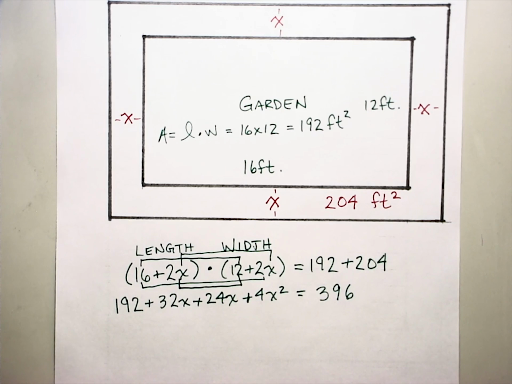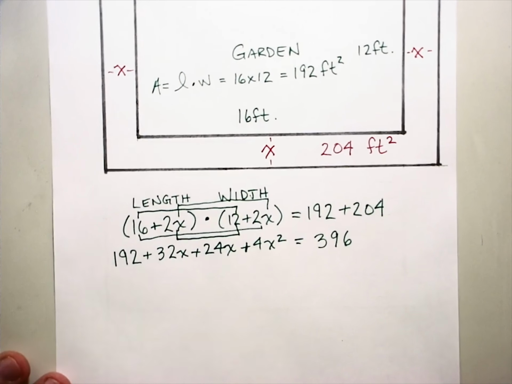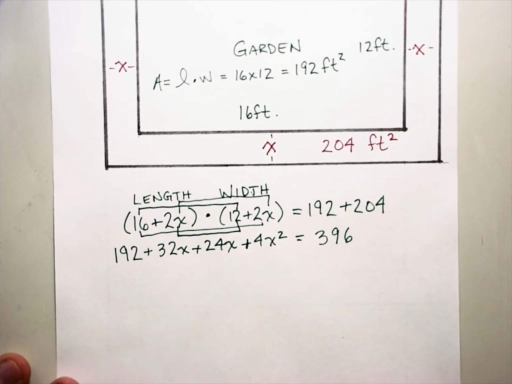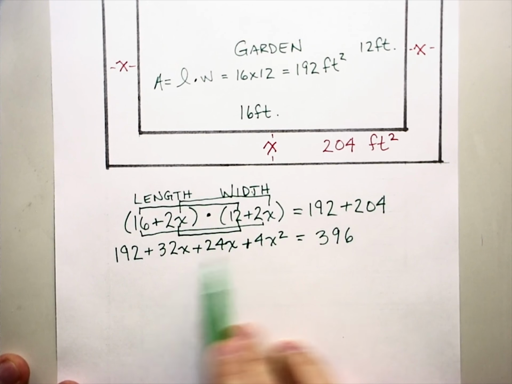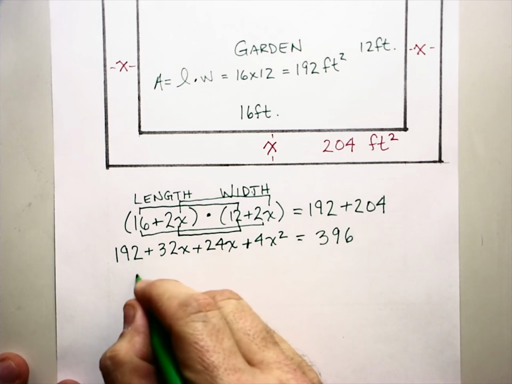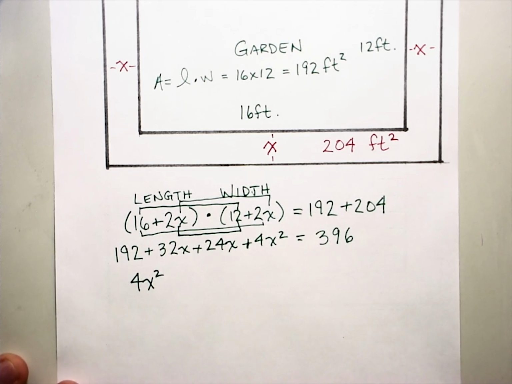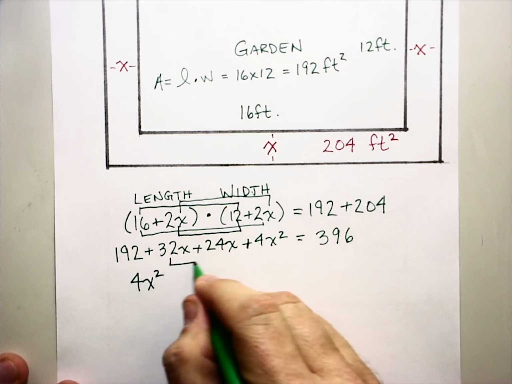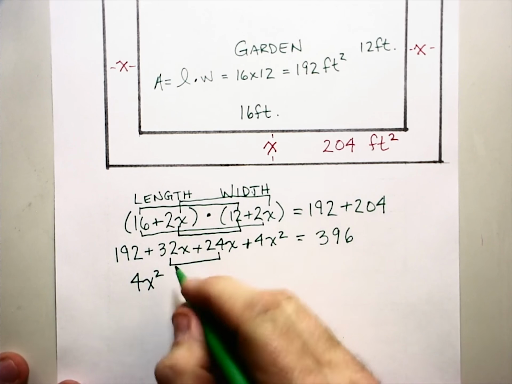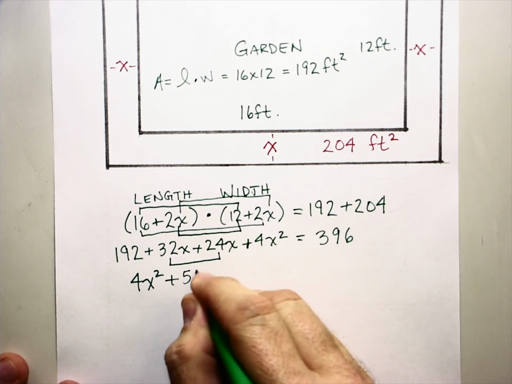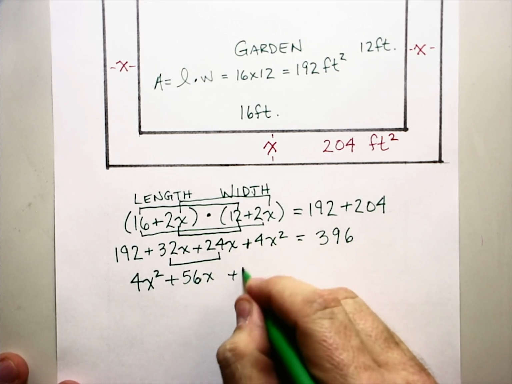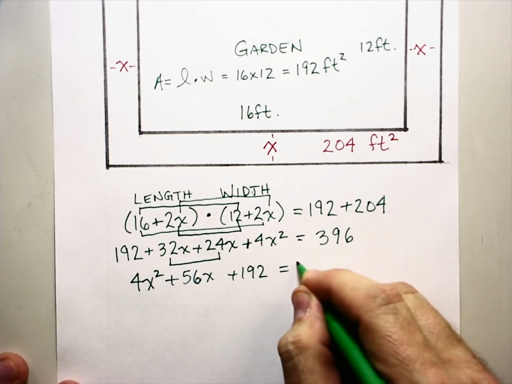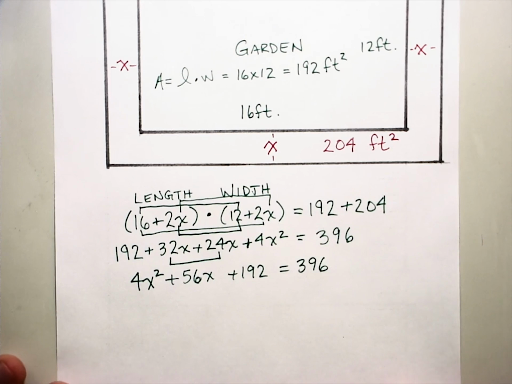We need to simplify this before we can proceed. And when we simplify it, we want to put it in what's called descending order. Descending order is when we put the highest exponent first, combine like terms, and we descend by the exponents. So the highest exponent here is 4x squared. I'm going to write that first. I also notice that 32x plus 24x can be added together. They're like terms. They add up to 56x. And then I'm left with the 192. And that still equals 396.